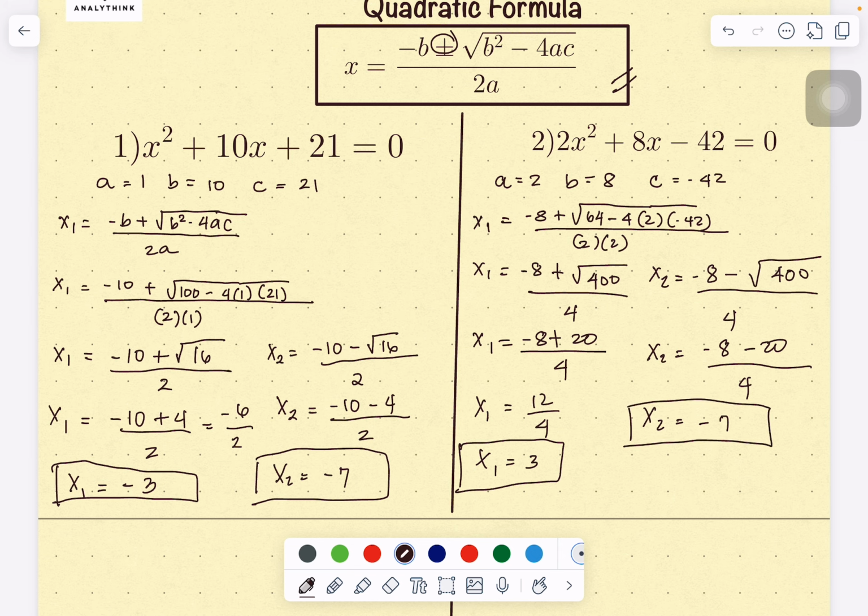So 336 plus 64, yes, this is 400. Okay, so 3 and negative 7, that's our answer.